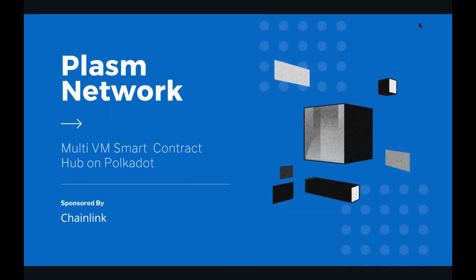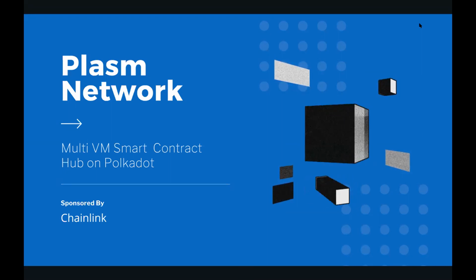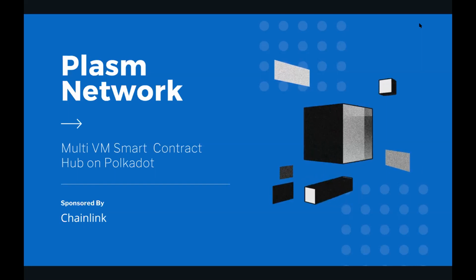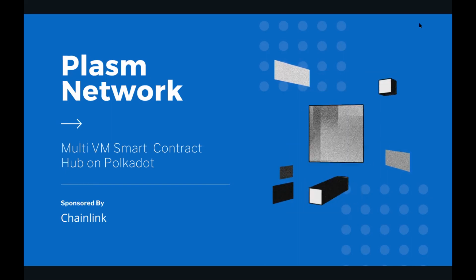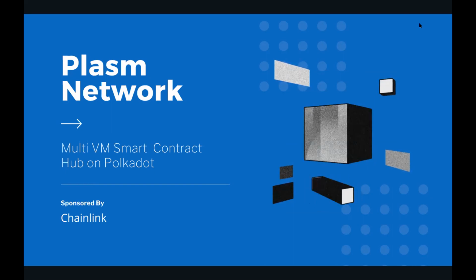So what do you mean by multi-virtual machine? Plasm Network supports both Solidity on the Ethereum virtual machine, as well as WebAssembly. This means you can deploy existing Solidity contracts on our Ethereum virtual machine, and you can also deploy Polkadot smart contracts on WebAssembly. And it's ready today. So you can deploy any sort of contract by using existing tools such as MetaMask, Remix, and so on.